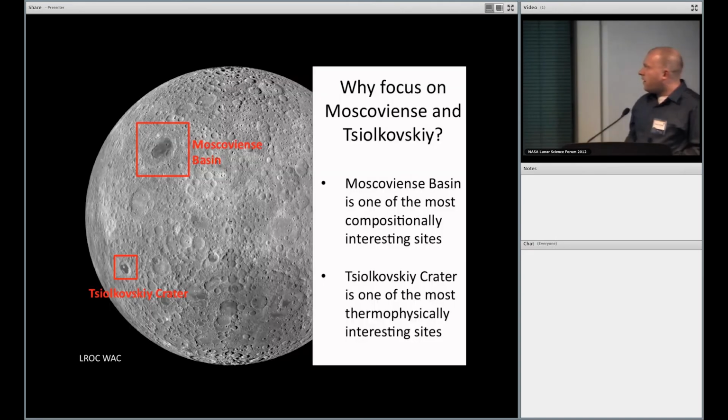So why Moscoviense and Siokowski? Well, frankly, they're two of the most interesting places on the moon. Moscoviense has been shown with the near-infrared data that's been recently collected to be compositionally very interesting. And Siokowski, as I'll try to make the point in this talk, is one of the most interesting sites thermophysically.